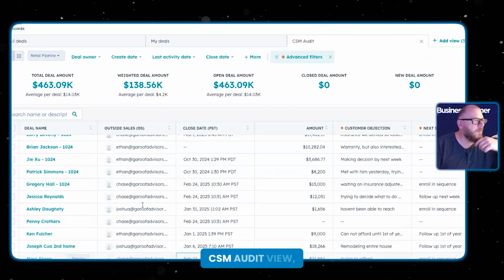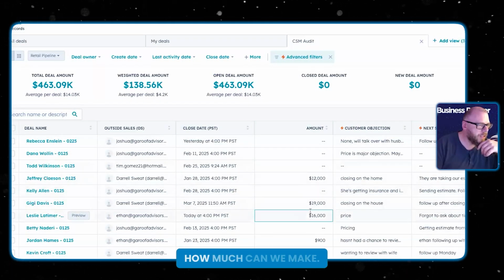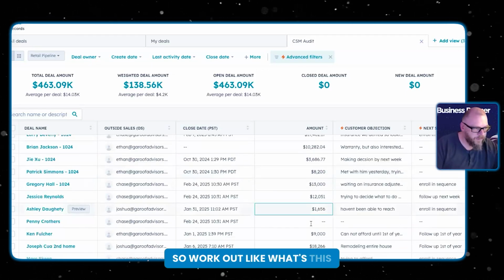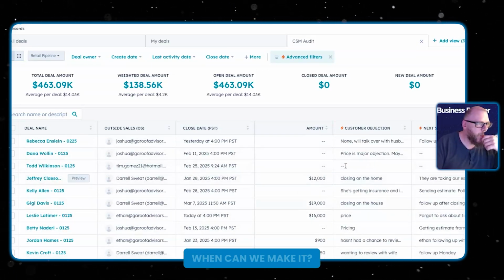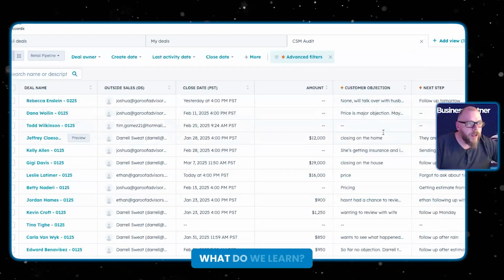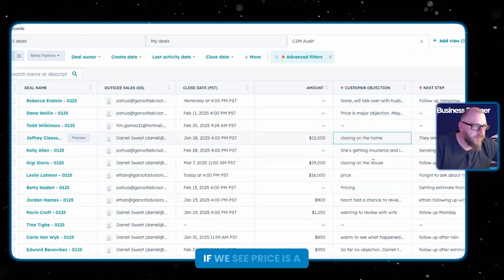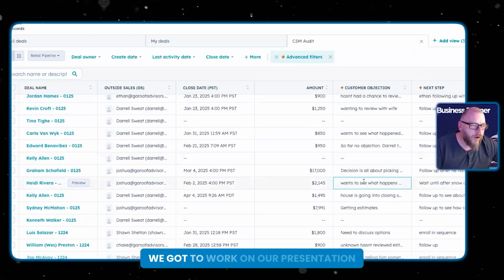When we look at a CSM audit view, this is what we're looking for. How much money can we make? What is the amount? So we're going like, what's this? 80% filled out, 90% filled out. How much can we make? When can we make it? There's objections in here. Price is a major objection. What do we learn? What's the meaningful insight? If we see price is a lot, then we have to say, okay, value in excess of price. We've got to work on our presentation.